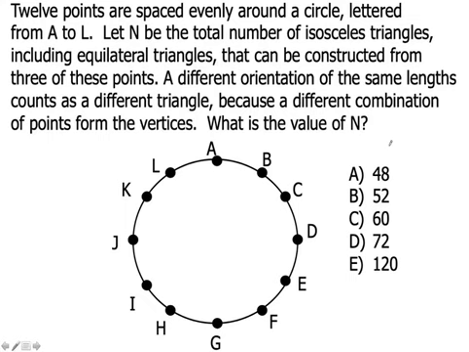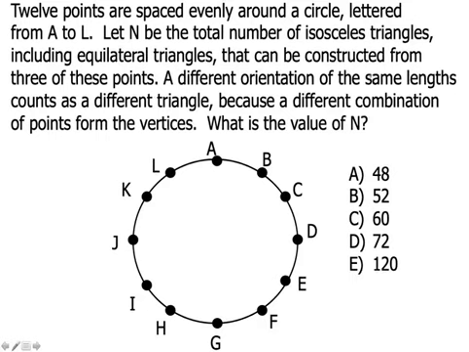All right. 12 points are spaced evenly around a circle, lettered from A to L. Let n be the total number of isosceles triangles, including equilateral triangles, that can be constructed from 3 of these points. A different orientation of the same lengths counts as a different triangle because a different combination of points form the vertices. What is the value of n?